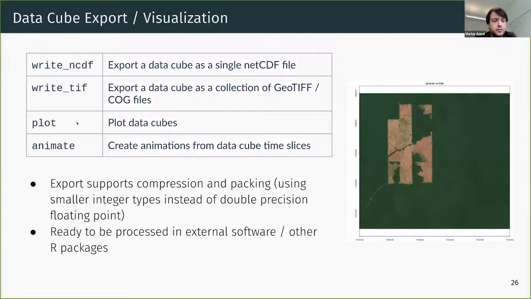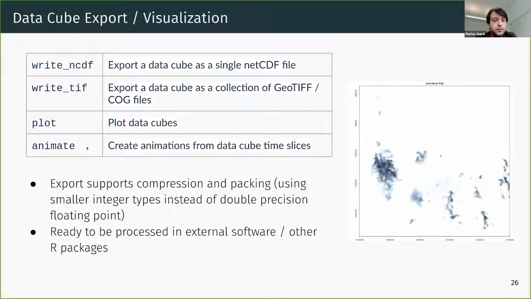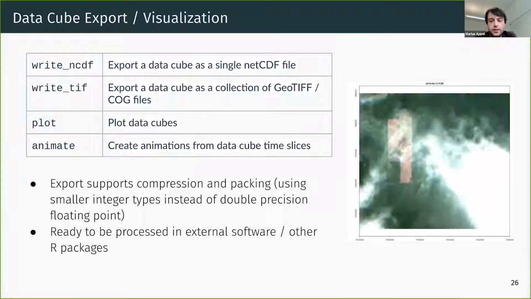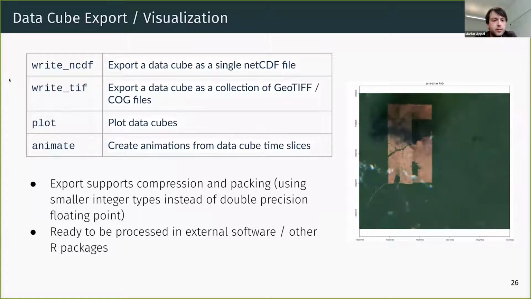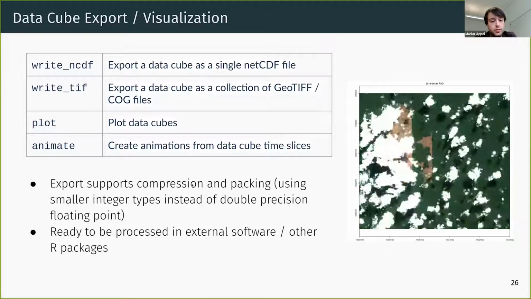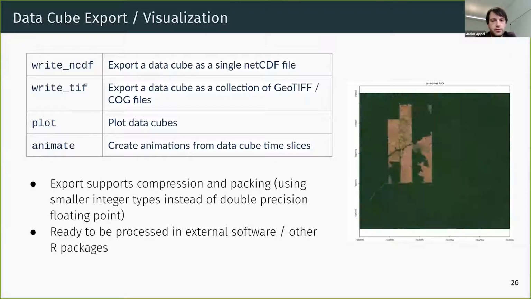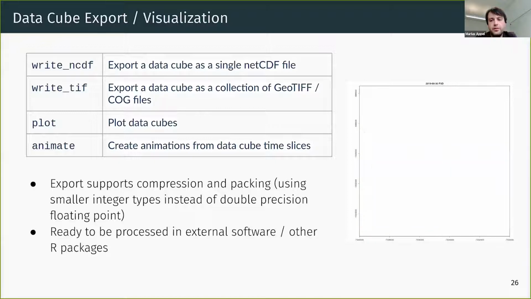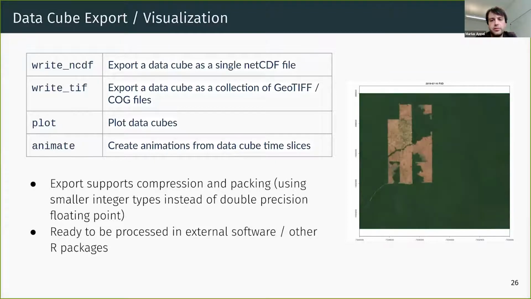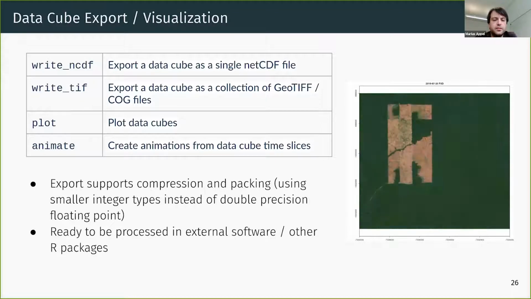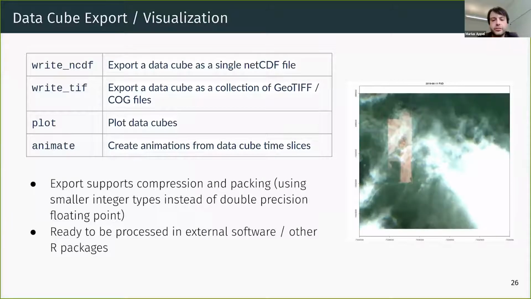And then, of course, there's a plot function available, and similarly an animate function that creates animated GIFs from plot, actually. These data cube export functions support compression and also packing. That means that you convert the double precision floating point numbers to smaller integer types by applying offset and scale. So it's a very simple transformation, but that of course loses precision, but it gives you the possibility to save some disk space in the end. And these data are then ready to be processed in external software or also with other R packages.